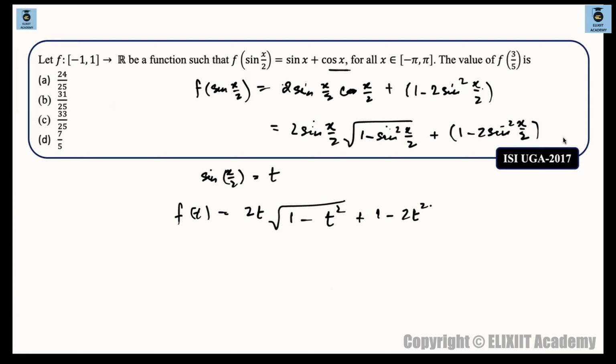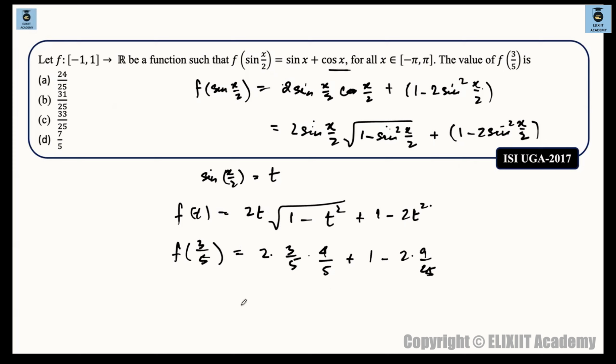Now we have the reduced version of the function because the right hand side now are in terms of sin x by 2 only. So f of t, now simply replace the value of t by 3 by 5 जो पूछा है. So 2 into 3 by 5 into root over of 1 minus 9 by 25 माने 16 by 25 माने 4 by 5 plus 1 minus 2 into 9 by 25.